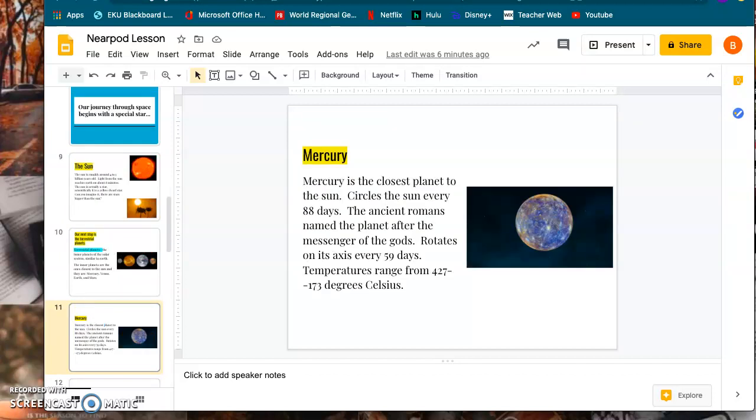Mercury is the closest planet to the Sun, and circles the Sun every 88 days. The ancient Romans named the planet after the messenger of the gods, and it rotates on its axis every 59 days. The temperatures range from 427 to minus 173 degrees Celsius.